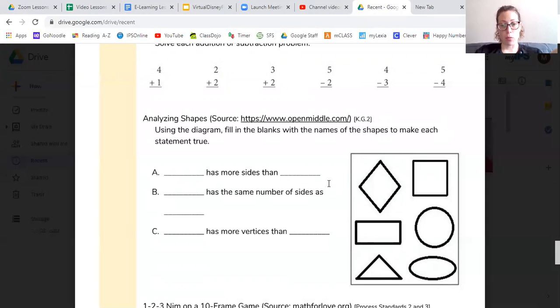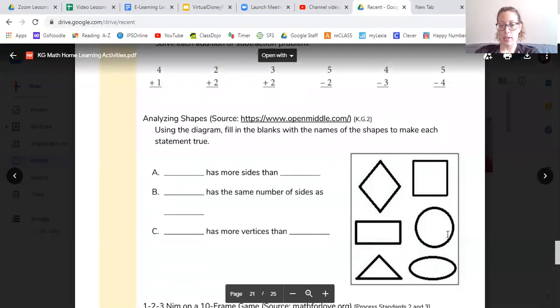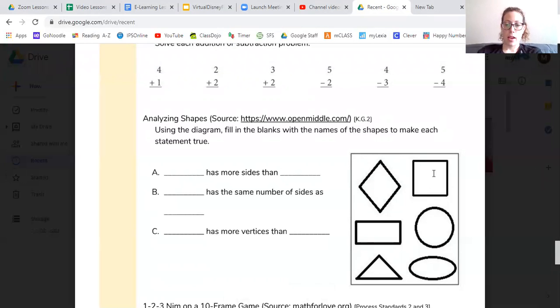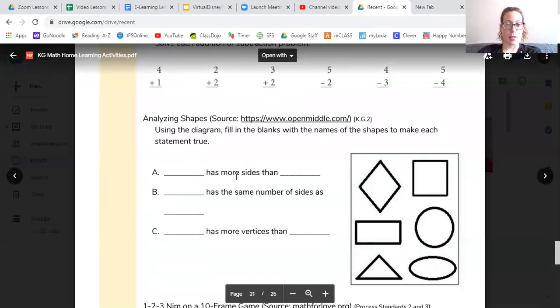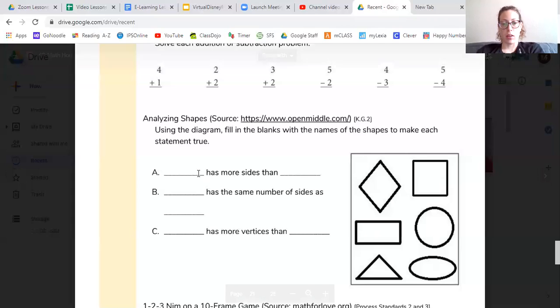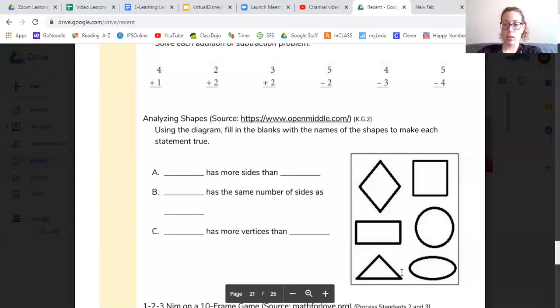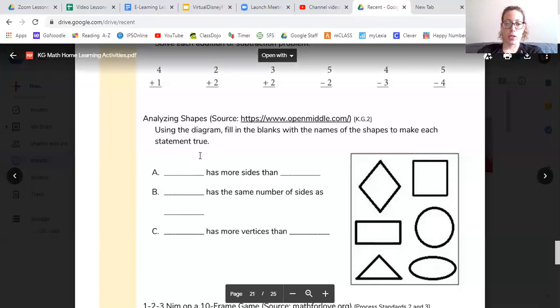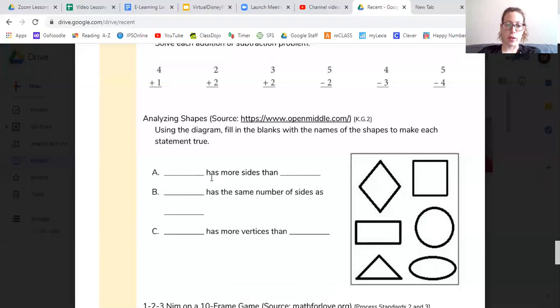So you can pick whichever one you want, whichever shape, but it has to be the shape that has the most sides. So this one has 4 sides, this one has 4 sides, this one has 4 sides, 3, 0, and 0. So I can pick the square, and I'm going to write square has more sides than a circle, because 4 is more than 0. Or you could have done the rectangle has more sides than the triangle. Okay, so it just needs to match the sentence, but you can pick which shape you want as long as it says something that's true, that's correct.